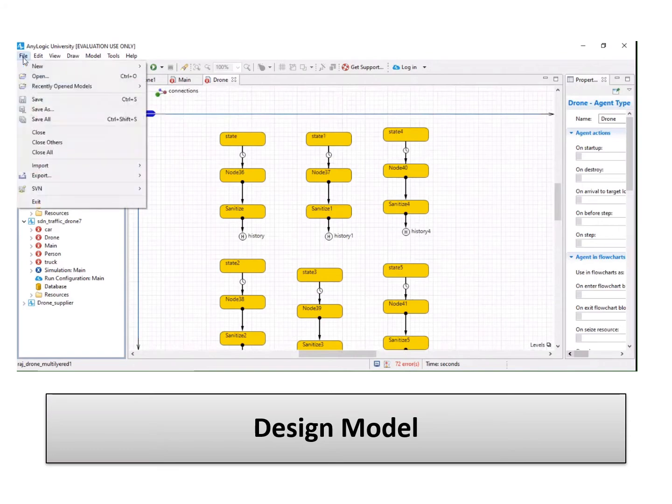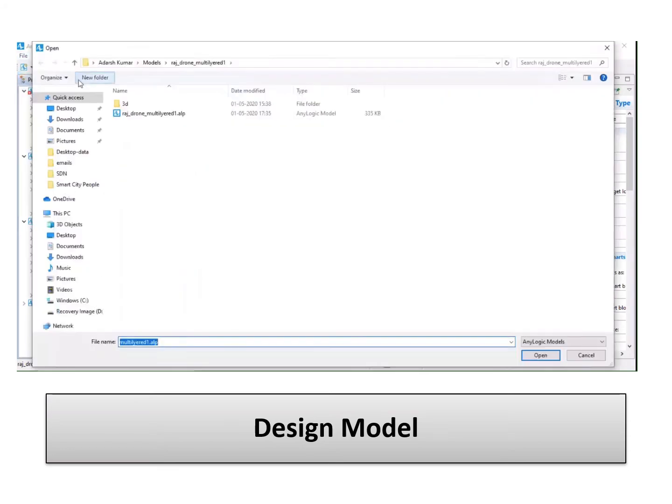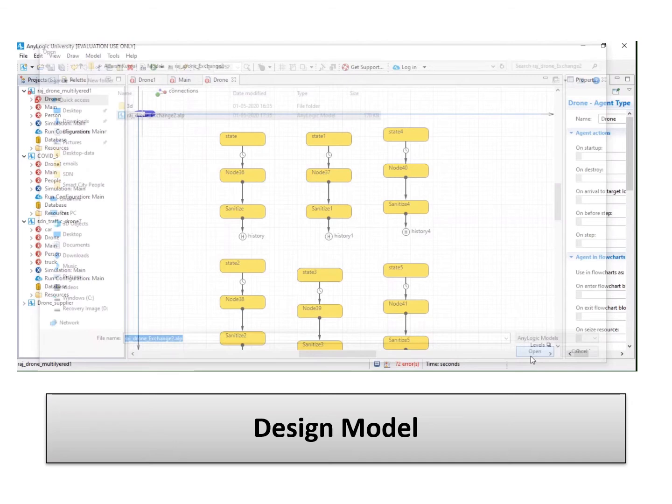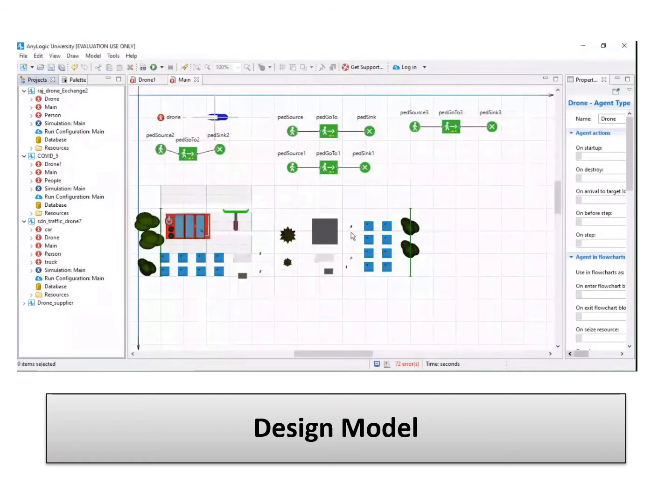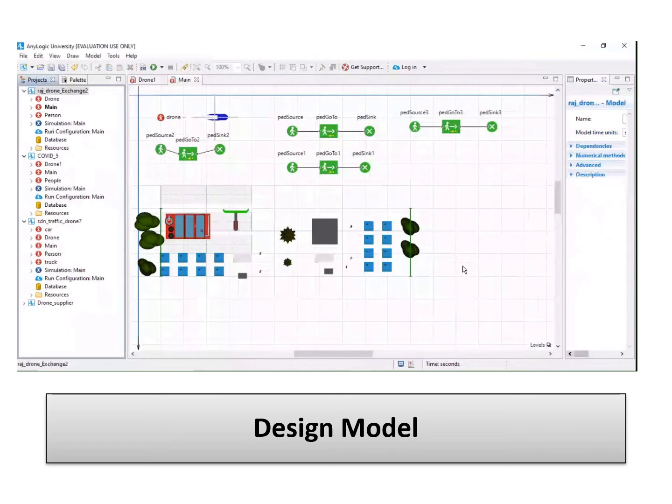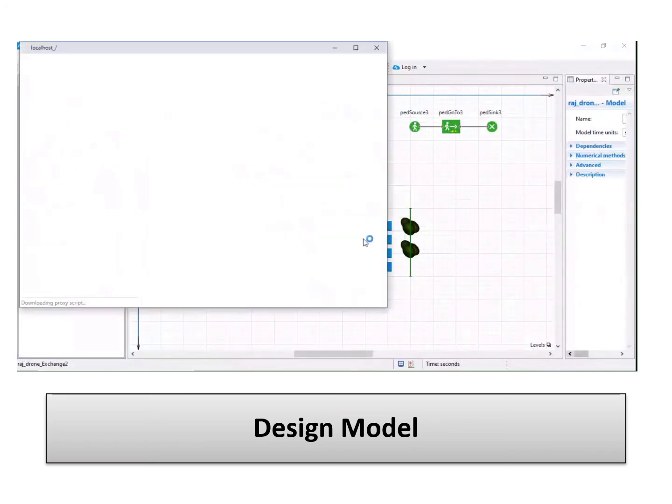Similarly, we have another simulation which shows the exchange strategy, like how drones exchange the zones. In our paper, we propose two strategies. One is a multi-layered strategy. The second one is a single-layer strategy. Presently, I'm presenting the single-layer strategy. So this one is an execution of the single-layer strategy.